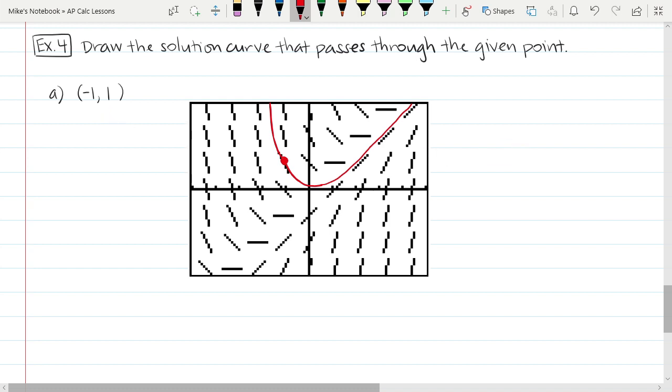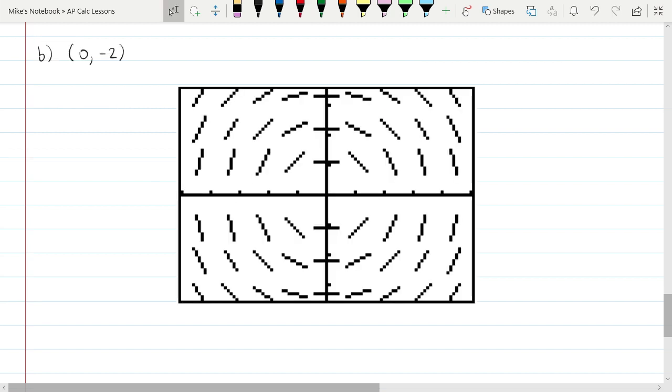All right, let's do one more. All right, so finally we have this one. So we're going to try to draw a solution curve that goes through the point 0, -2 in this particular slope field. So again, first thing I want you to do is to start by plotting your point at 0, -2. So that would be right here.